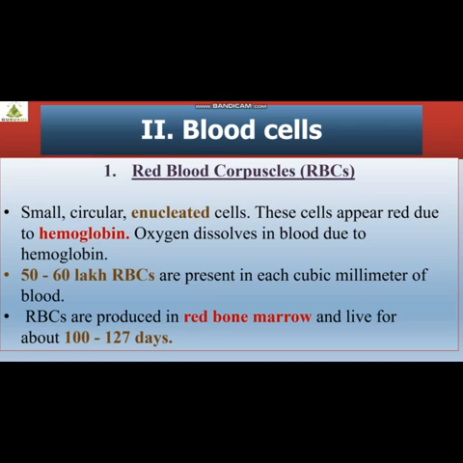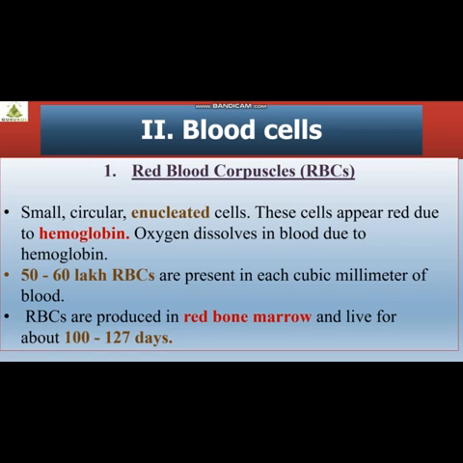Now what is the meaning of the word enucleated? Without nucleus. These cells appear red. Why do they appear red? Because they contain hemoglobin. Now hemoglobin has this oxygen binding capacity. So oxygen dissolves in the blood due to the presence of hemoglobin. 50 to 60 lakh RBCs are present in each cubic millimeter of blood.